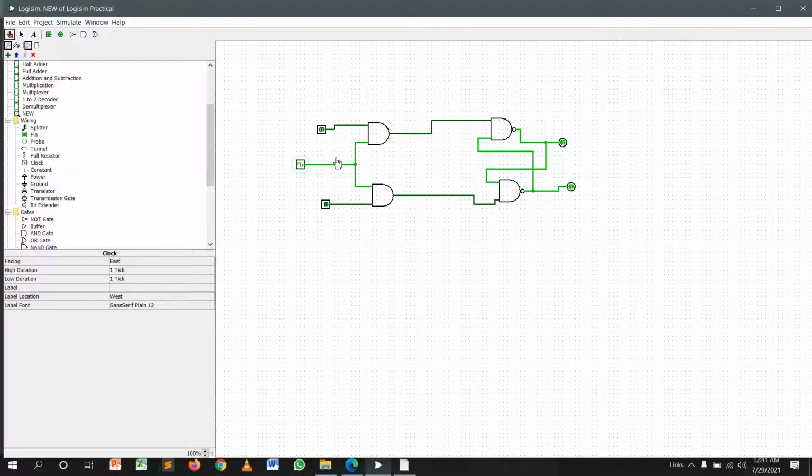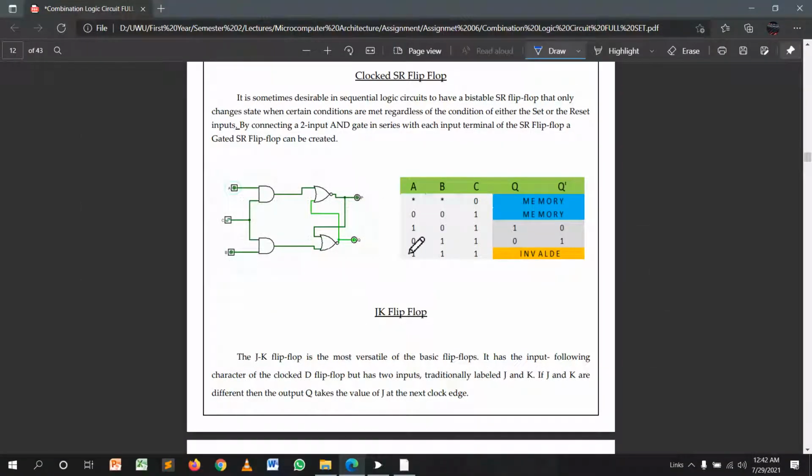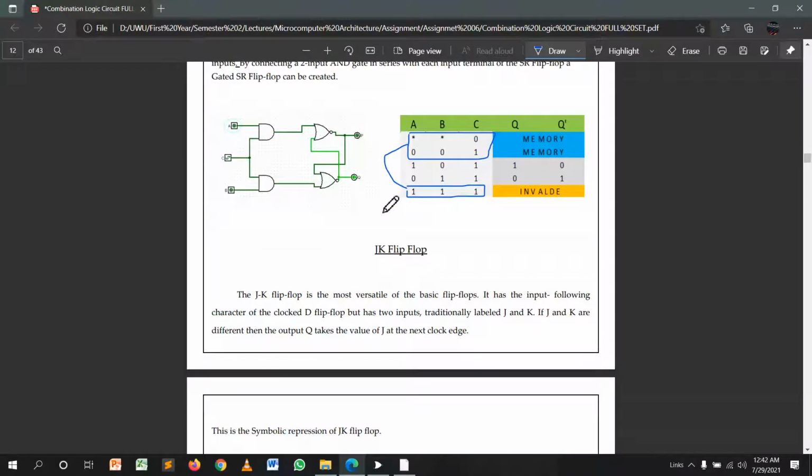Therefore, when input 1 and 1, you see that's an error. Therefore this is the invalid situation. You see this is an invalid situation, and those two are memory locations. These are the important parts of this SR flip-flop. When we create a circuit, we have to know about those memory locations and invalid locations. Therefore, it will help in creating a good circuit.